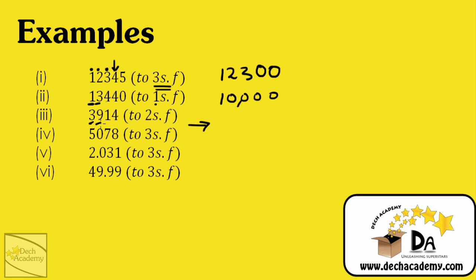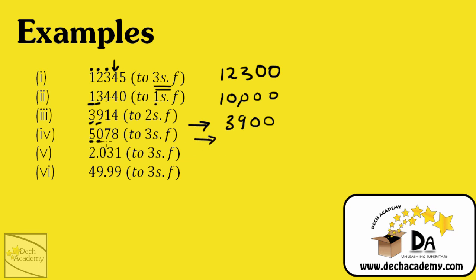This number here to 2 significant figures. So I count 1, 2. That's 3, 9. The first non-significant digit is 0. So I round it down to 0, and the digit that follows goes to 0. So it's 3900.